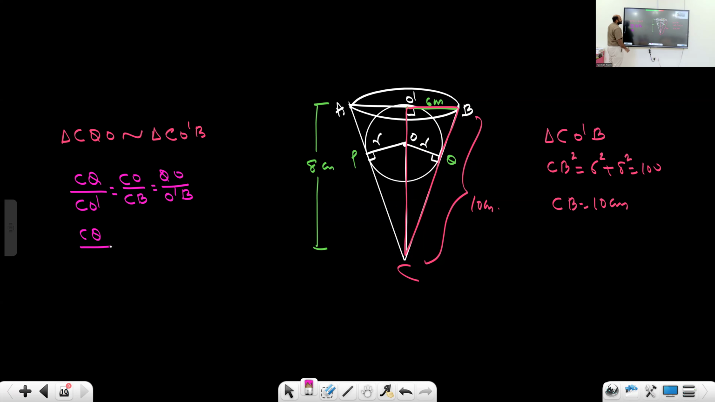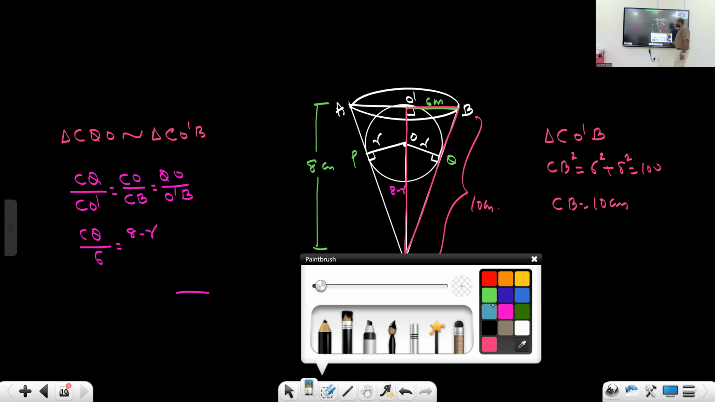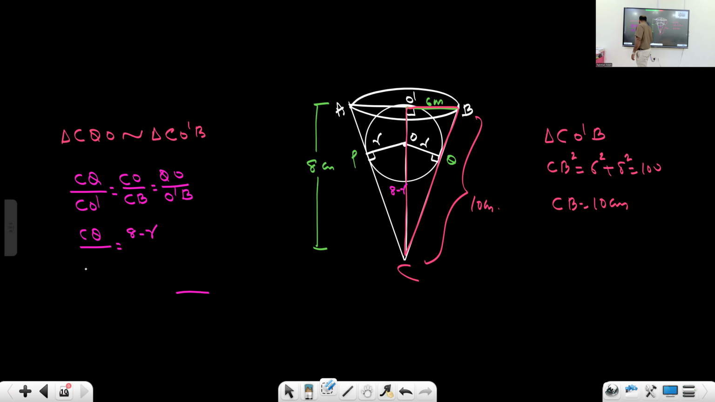What is CO'? 6. What is CO? Can I write CO as 8 minus R? Check the diagram. Now why did I write CO as 8 minus R? CO' is there. Sorry, CO' is 8, sorry. Anyway, we are not using that. Okay.